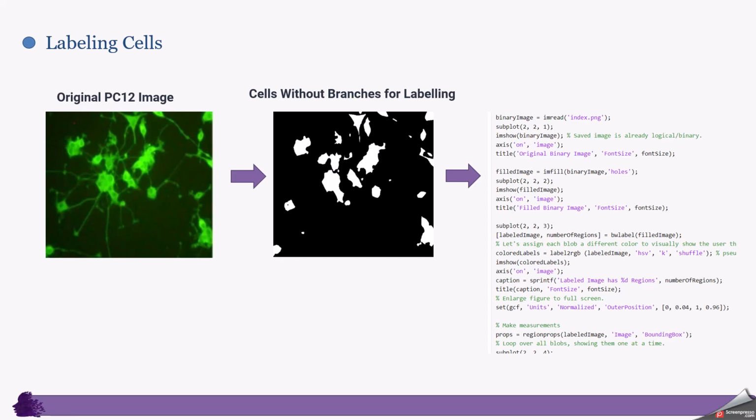Image labeling is a type of data labeling that focuses on identifying and tagging specific details in an image. We created the cells without branch algorithm for labeling in MATLAB and labeled each of the cells for future use.